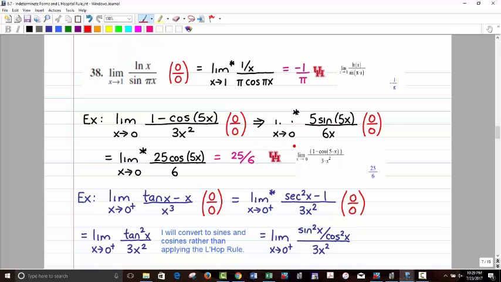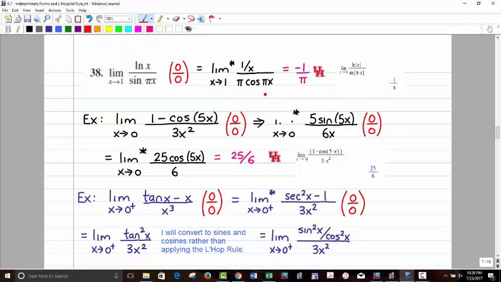All right, how about this one? ln of x over sine of pi x. That's going to be 0 over 0 because you put 1 in there. ln of 1 is 0. Sine of 1 pi is 0. So it does satisfy L'Hopital's rule. The derivative of the top will be 1 over x.